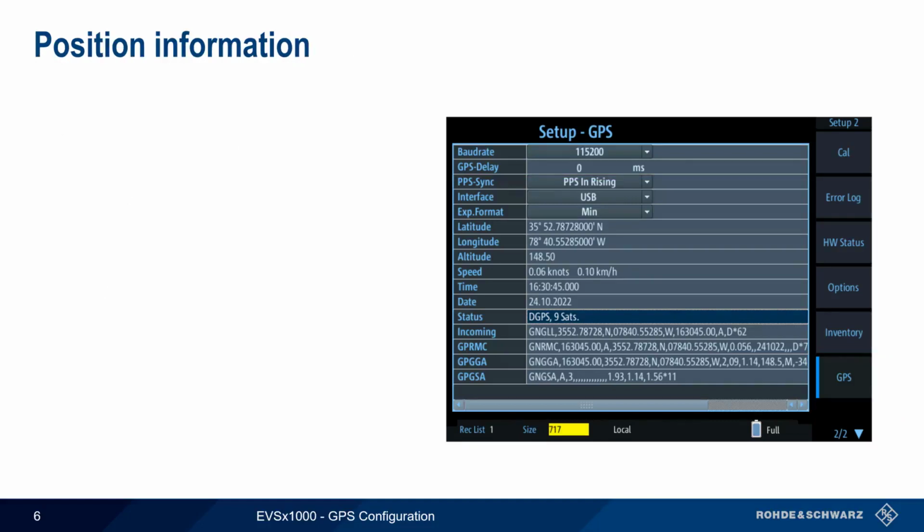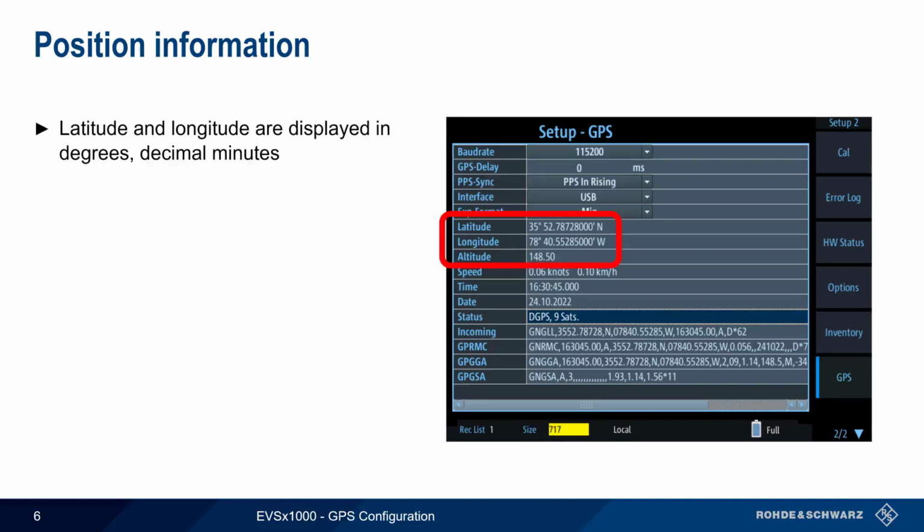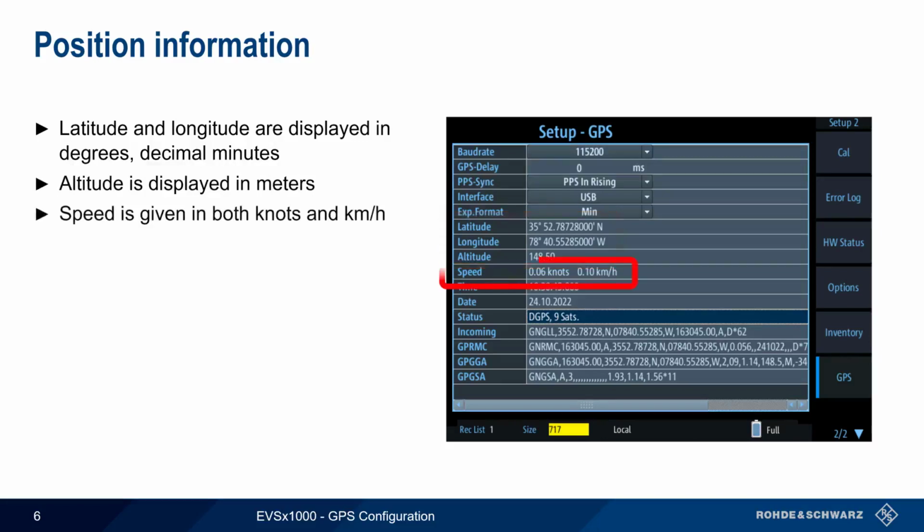Once the receiver has been attached and properly configured, position information should be displayed. Latitude and longitude are displayed in degrees and decimal minutes, and altitude is displayed in meters. Speed is derived from GPS position information and is displayed in both knots and kilometers per hour.